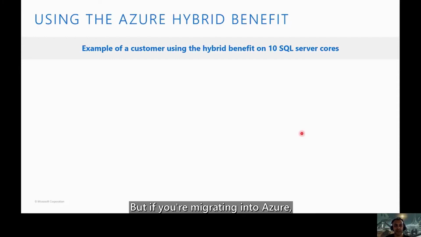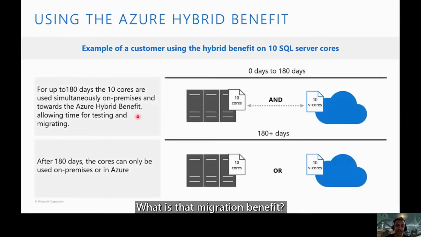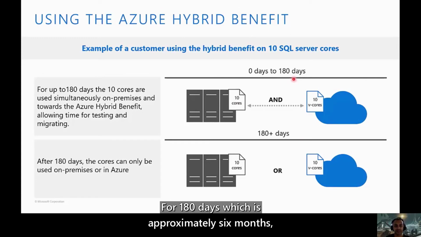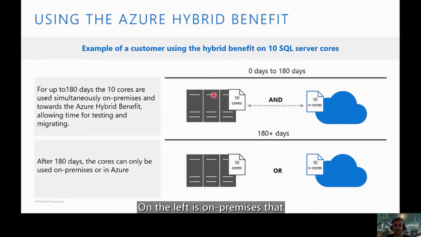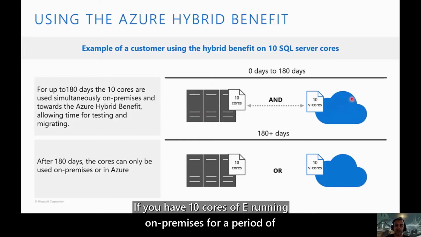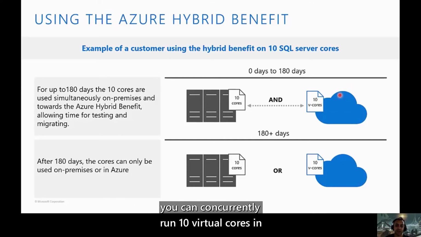But if you're migrating into Azure, Microsoft Azure Hybrid Benefit Family provides you a migration benefit. And what is that migration benefit? For 180 days, which is approximately 6 months, you get dual use rights. What does that mean? Any SQL Server license that you migrate into Azure as part of a migration, you can use your licenses both on-premises and in Azure. On the left is on-premises that my pointer is hovering over. And on the right, the blue cloud is essentially Azure. So if you have 10 cores of EE running on-premises for a period of 180 days as part of your migration benefit under the Azure Hybrid Benefit Family, you can concurrently run 10 virtual cores in Azure without incurring an additional cost.